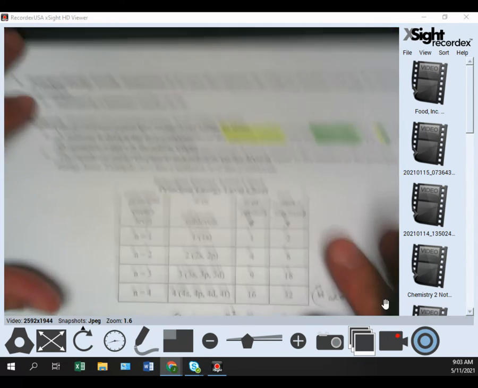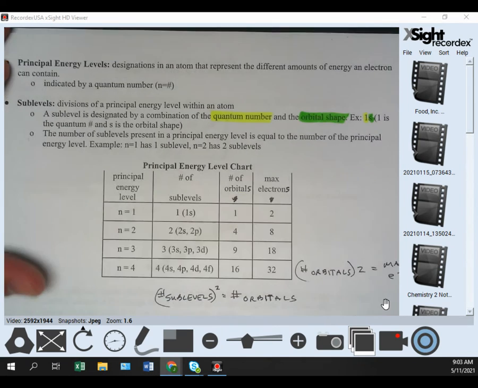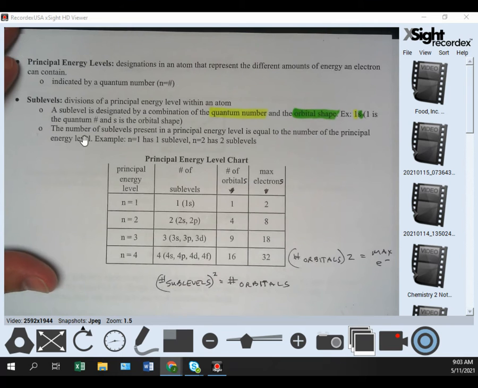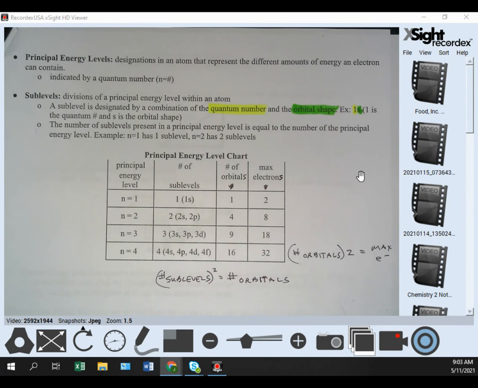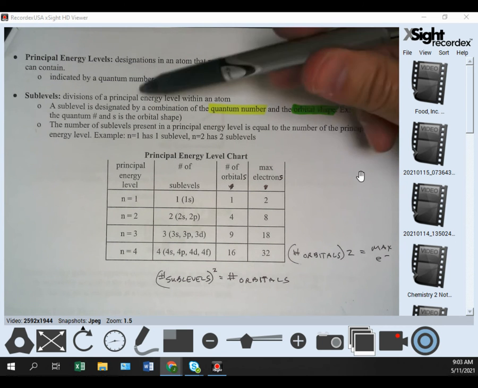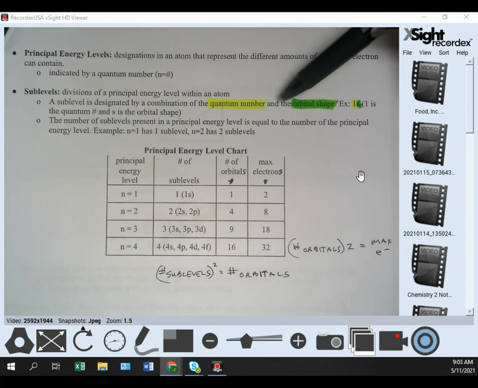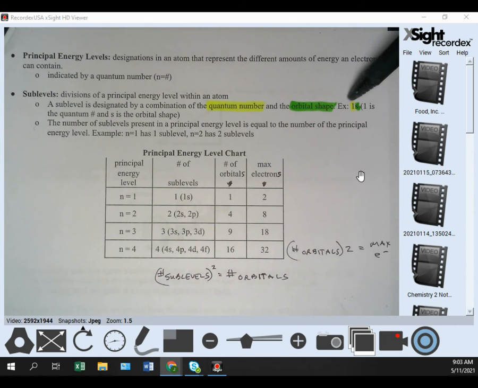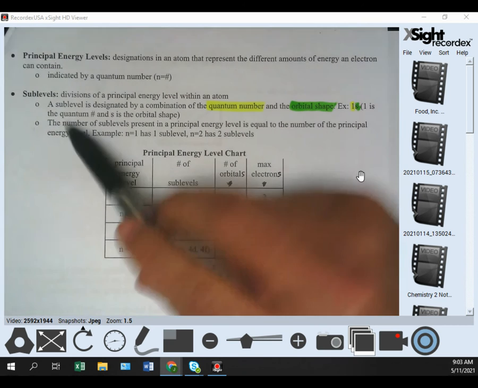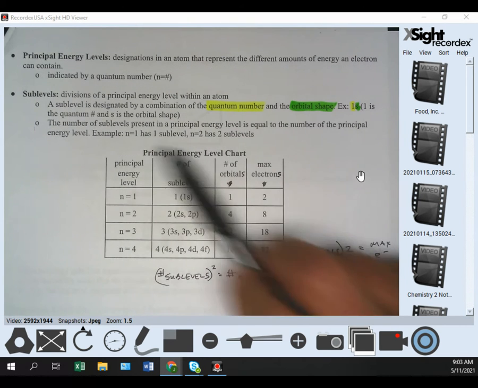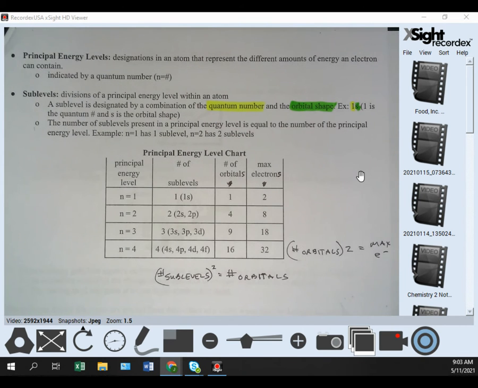Then there are these things called sublevels. Sublevels are divisions of a principal energy level within an atom. So, makes sense, right? Level and sublevel. A sublevel is designated by a combination of the quantum number and the orbital shape. For example, 1s. The 1 is the quantum number, and the s is the orbital shape.